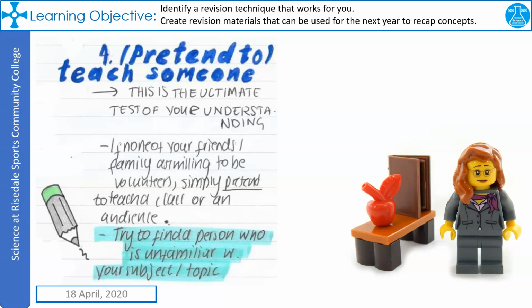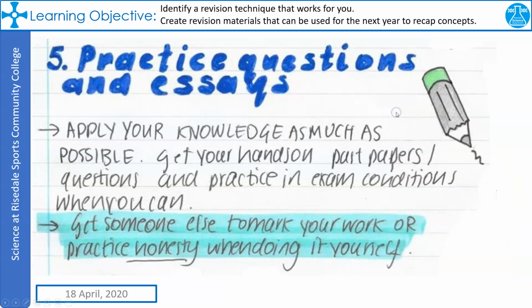If you find a person who's unfamiliar with it, they will ask you the kind of questions that you maybe have to consider as well, because they won't understand the information.